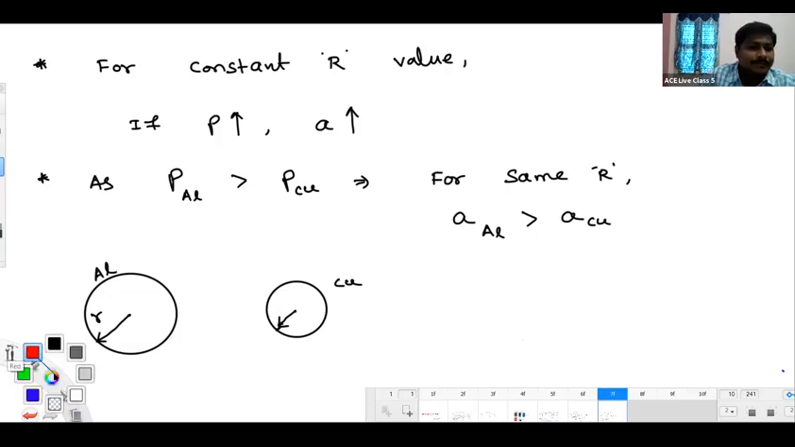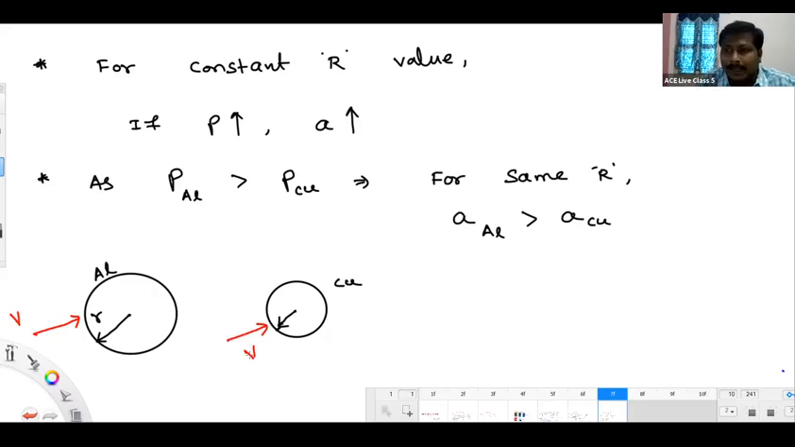Now, listen. Now, I will be applying some voltage to the aluminum conductor as well as to the copper conductor. Same voltage. Look here. Applying some voltage V to the aluminum conductor, and applying some voltage V to the copper conductor. Same voltage we have applied. And on this V, we are going to make some more comparison. I will give the conclusion. Just look at the way I am discussing here. I'm moving to the next slide. I'll come back to this one.